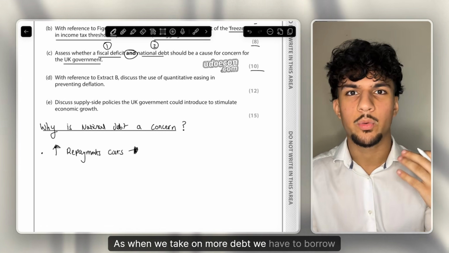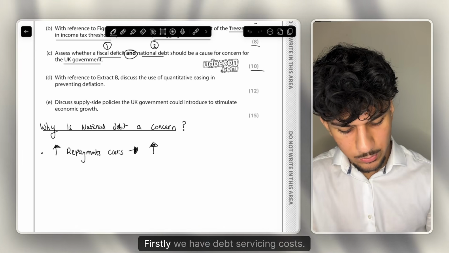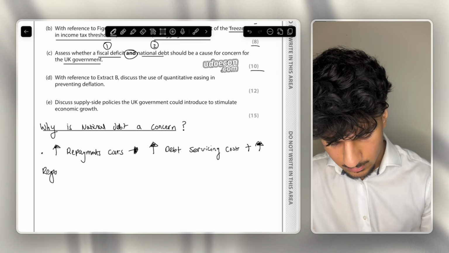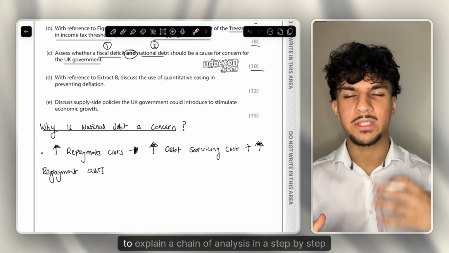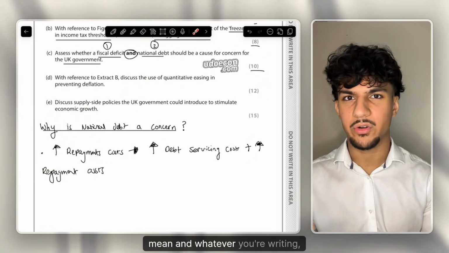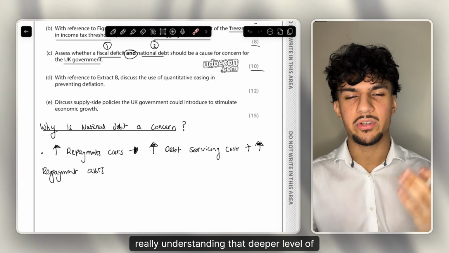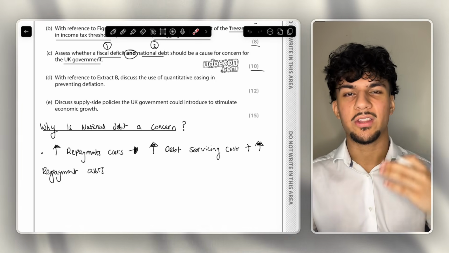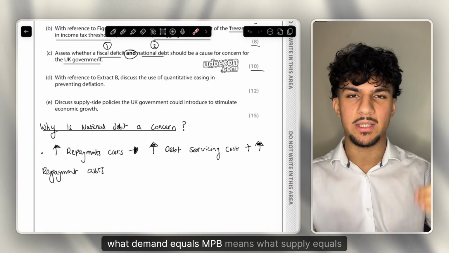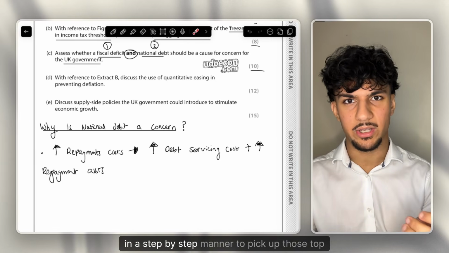As when we take on more debt, we have to borrow more from the financial markets. And what are the two specific repayment costs that increase? Firstly, we have debt servicing costs, and then we also have an increase in repayment costs. Now, for your depth of understanding and to be able to explain a chain of analysis in a step-by-step manner, you have to actually understand what these words mean. And whatever you're writing, even with diagrams, that's why I always emphasize really understanding that deeper level of understanding with diagrams, as if you don't understand the backstory, the actual what the curves mean.